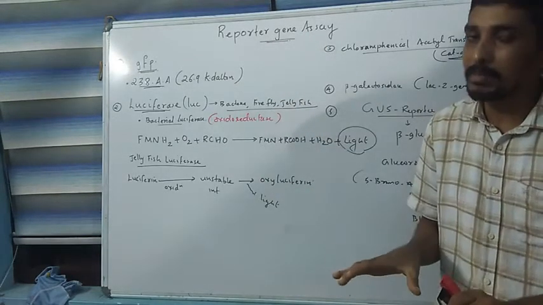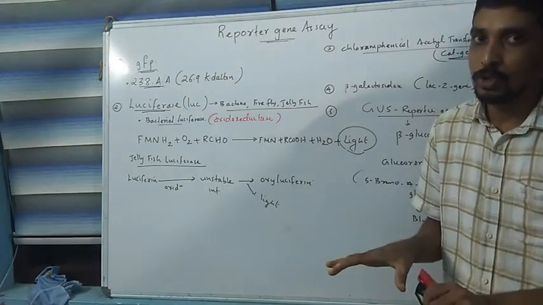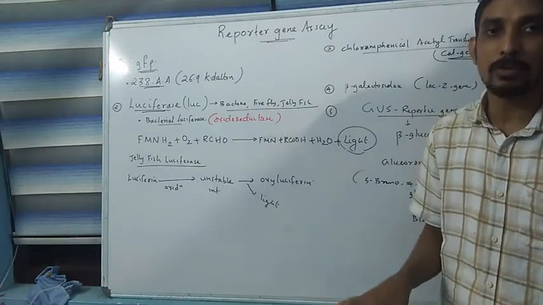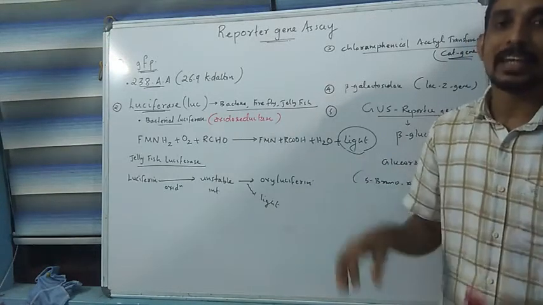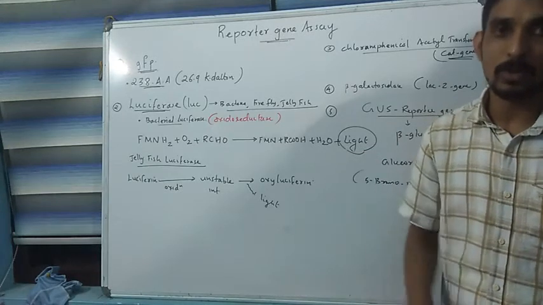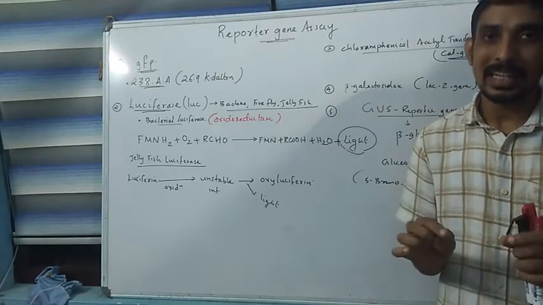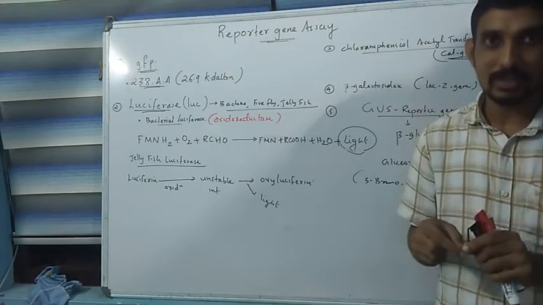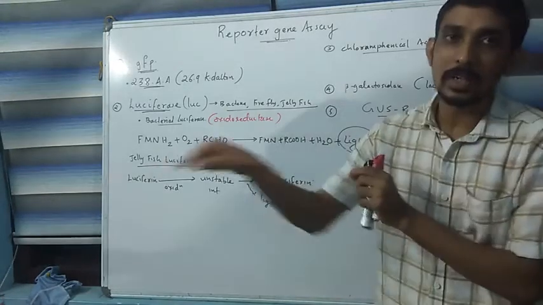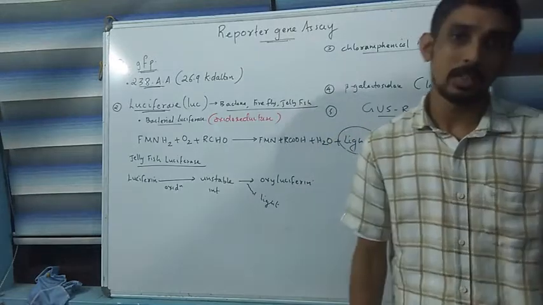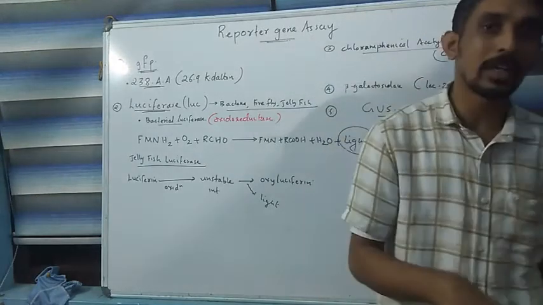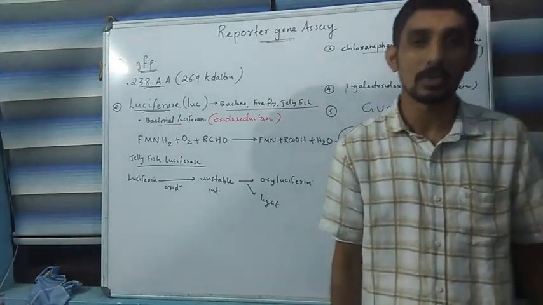In simple terms, it is a gene used to check whether an inserted DNA or gene is present inside the cell or not. For that, we ligate or tag the gene of interest to be inserted into the cell along with this reporter gene, so that we can trace or detect its presence in the host cell. That is the concept.